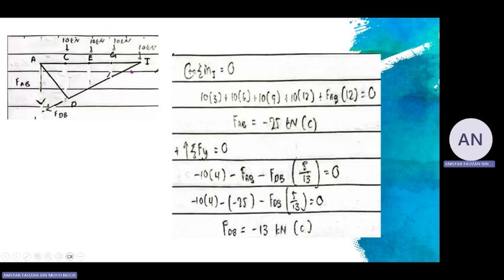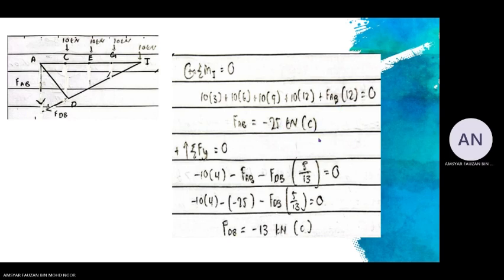We use the method of section at points I, A, D. We focus at three points. We assume counterclockwise is positive. The sum of moment around point I is equal to 0. So 10 times 3 plus 10 times 6 plus 10 times 9 plus 10 times 12 times FAB. FAB is 12. So we got force FAB equal to negative 25 kilonewtons, and it's a negative value.